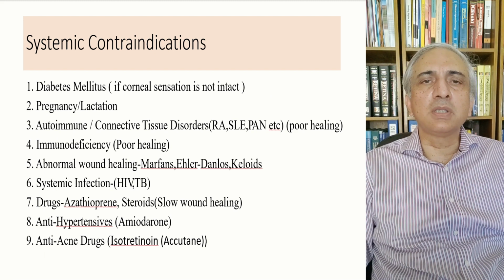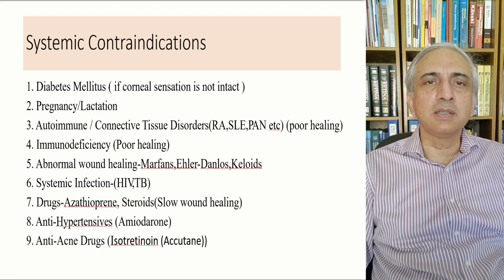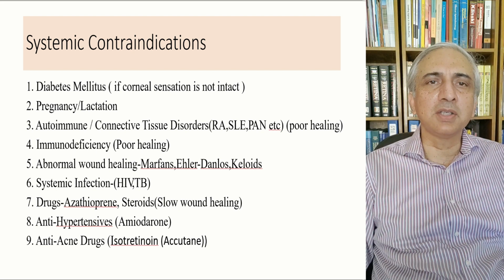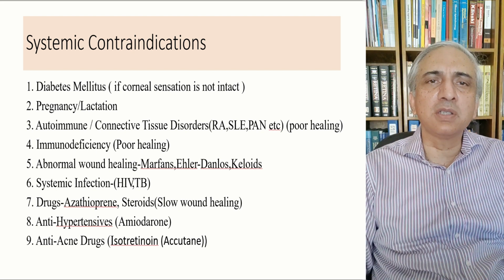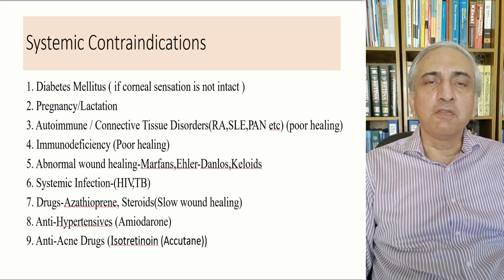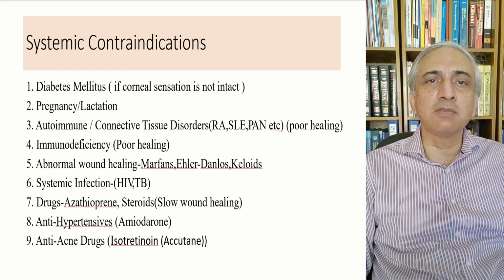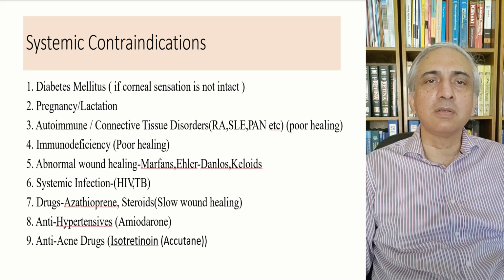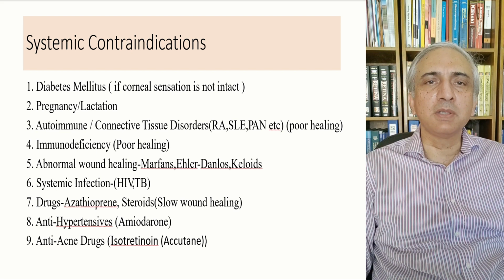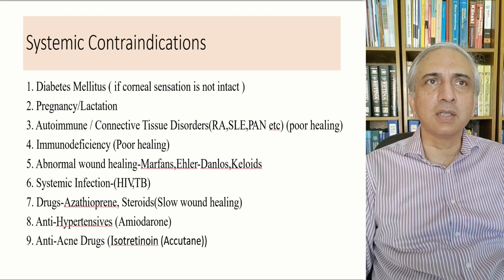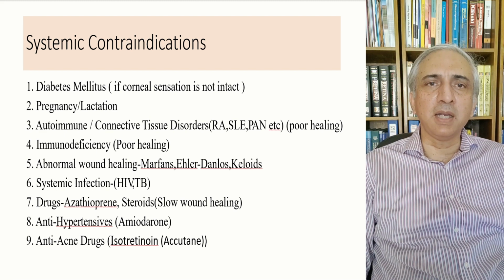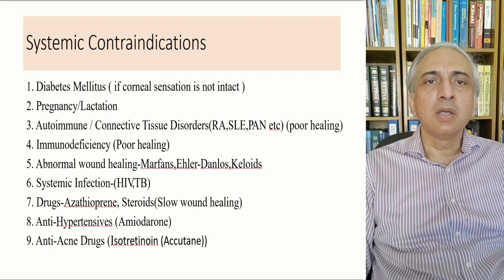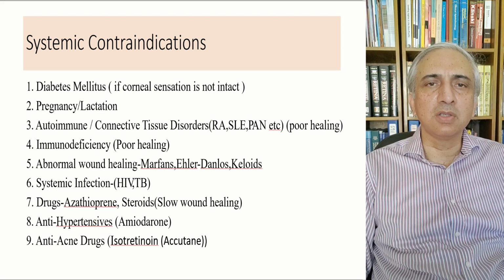Then we go on to systemic contraindications. Number 1 is diabetes mellitus if corneal sensation is not intact. Pregnancy and lactation, because that produces a lot of changes in the corneal thickness. So if the patient is under those conditions, he is recommended not to have refractive surgery 6 months before and after. Usually 6 months after pregnancy or lactation. And especially if somebody is planning on pregnancy, that is the time you should count that you should not have refractive surgery during those times.